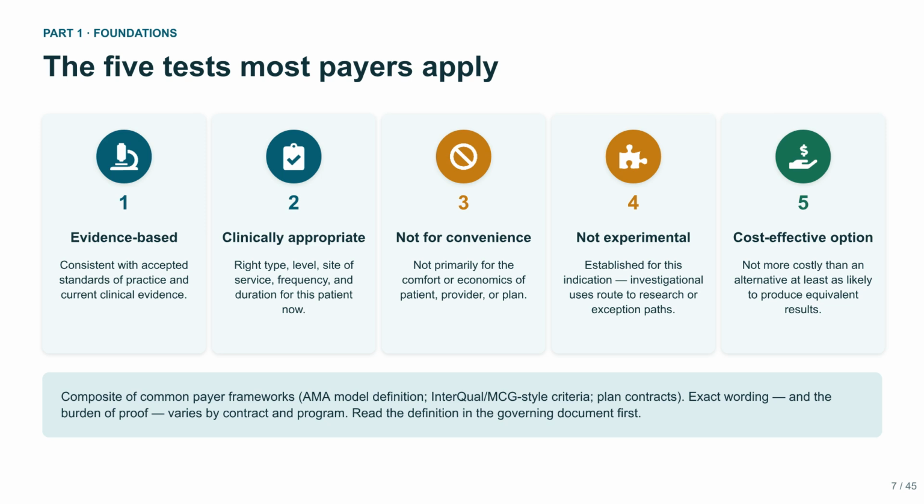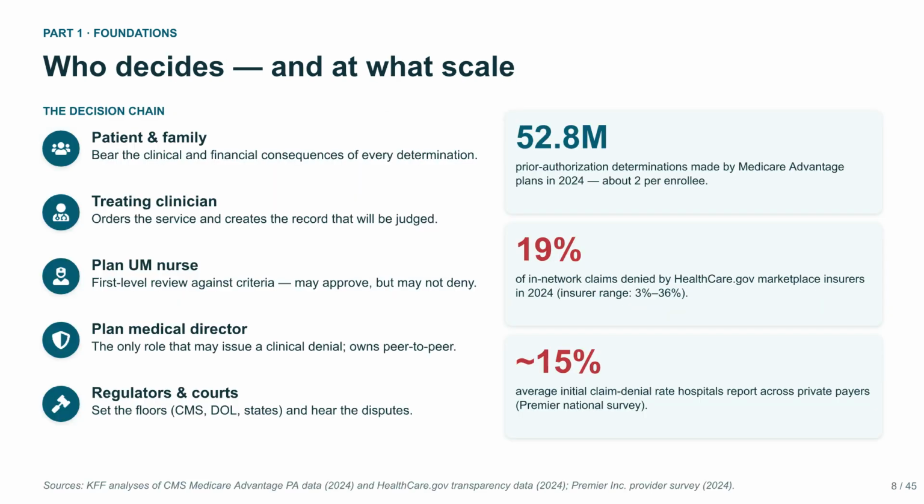Is the care evidence-based, clinically appropriate, not for convenience, not experimental, and cost-effective? Documenting these 5 factors clearly in your notes before a review is even initiated is the most effective way to prevent denials. The scale of this process is massive.